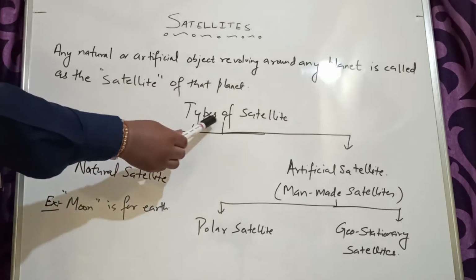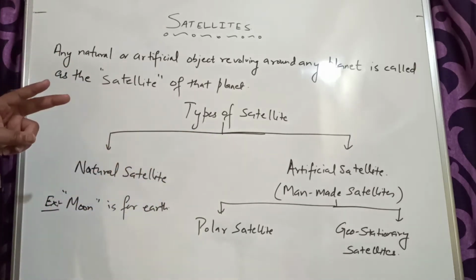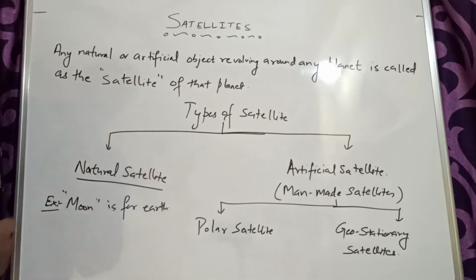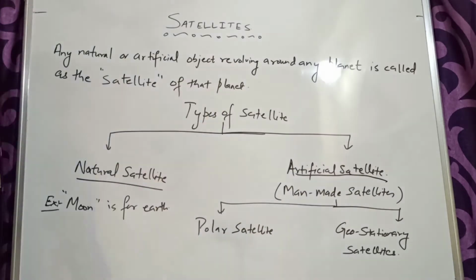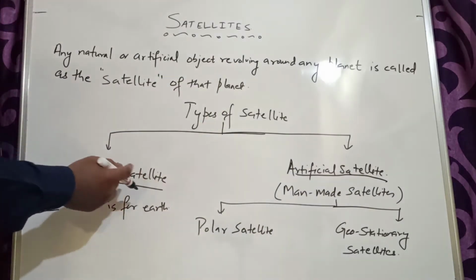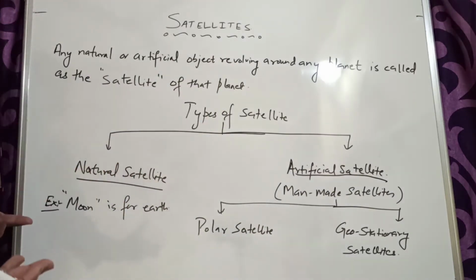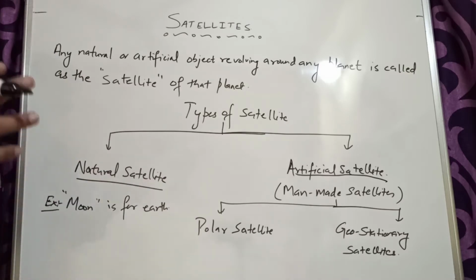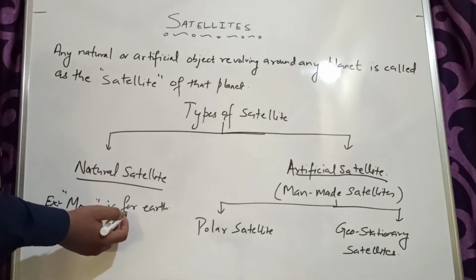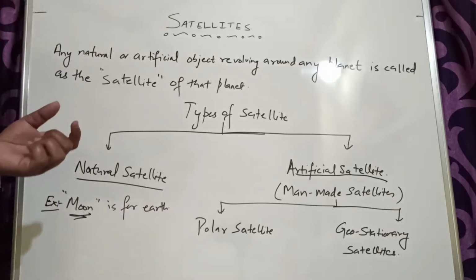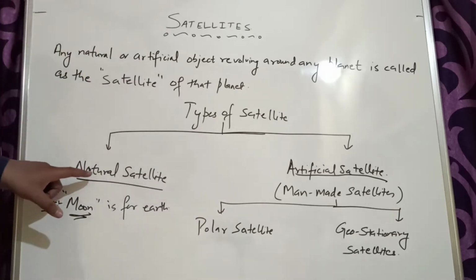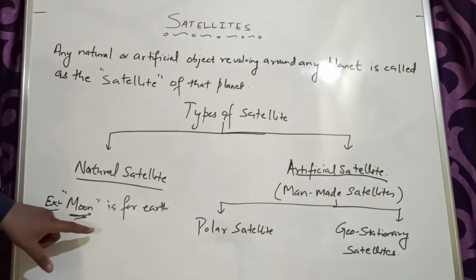Now types of satellite, there are basically two groups of satellite. First is your natural satellite, and second is your artificial satellite. Natural satellite, as the name says, natural, it is available by nature. We are not manufacturing it. So for Earth, the moon is the natural satellite. Why? Because the moon is revolving around the Earth. So natural satellite is only one, the moon, for the Earth.